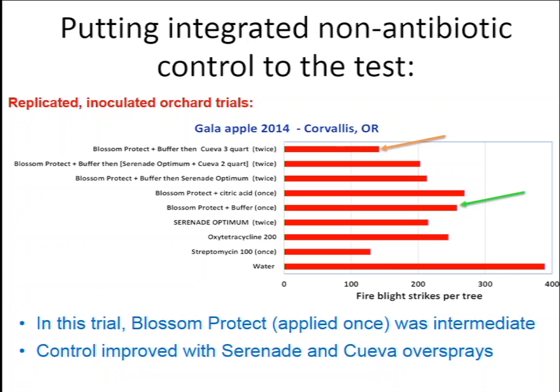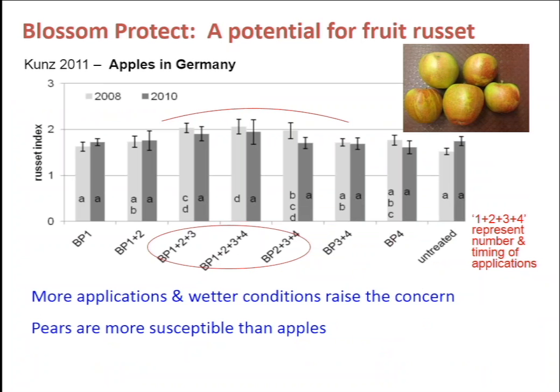Next slide. Next slide. Okay, so just talk a little bit about russet. And the first person that reported about russet with Blossom Protect was Stefan Kuntz in Germany. It's the Lake Constance region in Germany. And Stefan is the sort of the inventor of Blossom Protect. And he published this graph a number of years ago, but he just showed that when the number of applications gets up, and this is a fairly humid production region in Germany, it's not I think the most humid, but it's certainly compared to western U.S. it's a much more humid area.